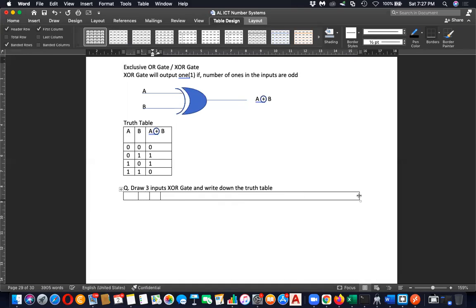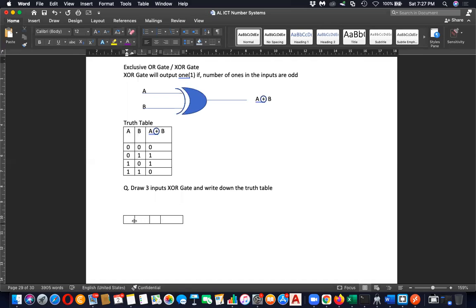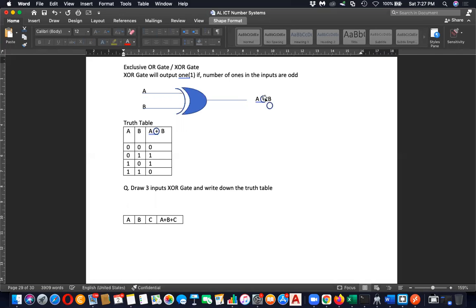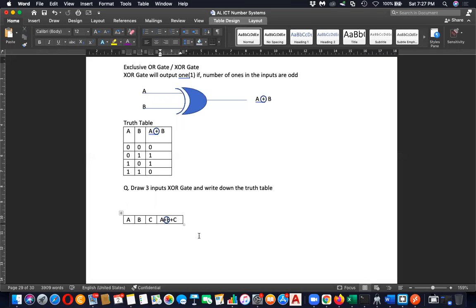Okay, first draw the logic gate. Okay, first draw the logic circuit. Then write this truth table with A, B, and C, and write A exclusive OR B exclusive OR C. Please fill this in. Write this down and then work out the exclusive OR operation.